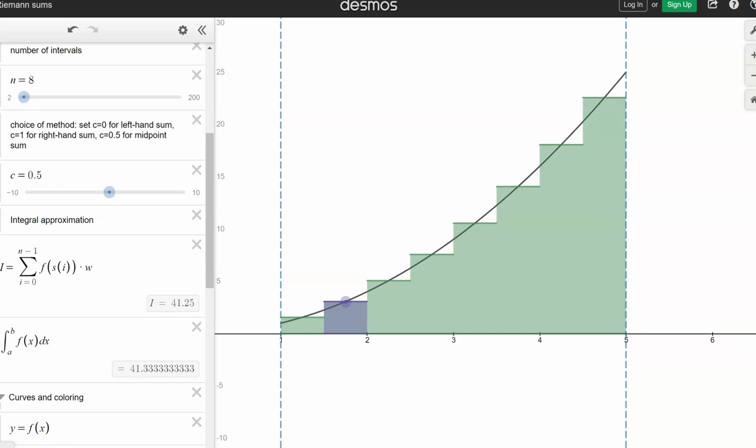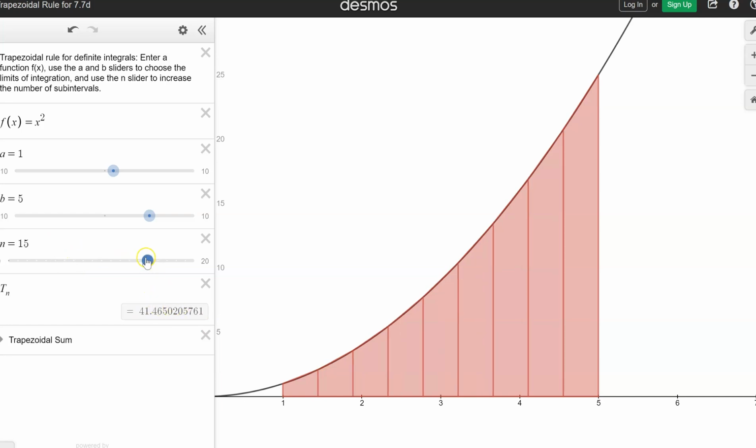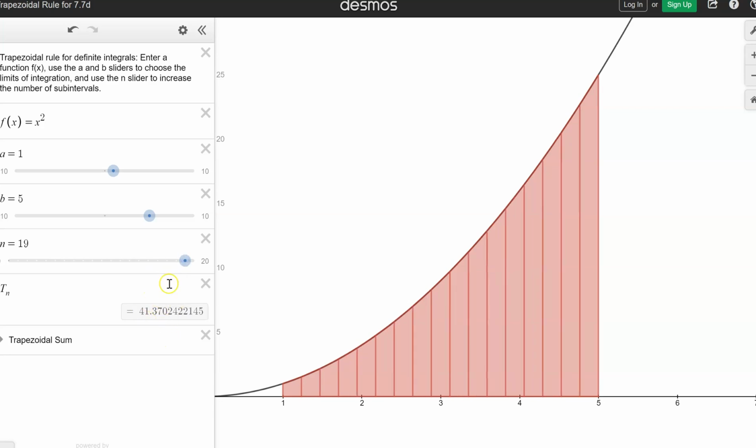Now let's look at trapezoidal. With 4, we had 42. If we move this up to 8, we're now at 41.5. See, 8 is better. Same idea: if we go really large, now we're at 41.46. You can see it's getting smaller because we're coming in from the top on this one.